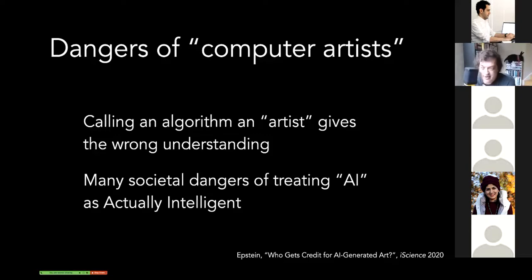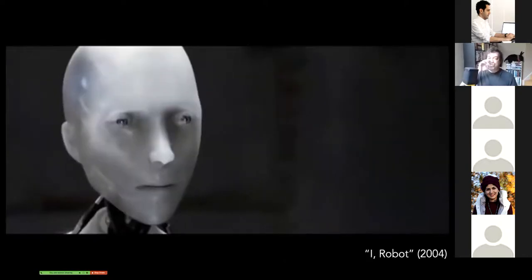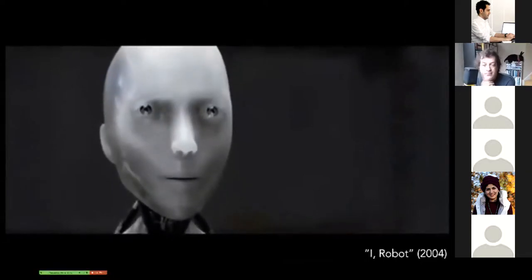So that was all discussion of the computer systems we have today, but there's still this open question of whether computers in the future could be artists. Can a robot write a symphony? Can a robot turn a canvas into a beautiful masterpiece? Can you? So again, it's a difficult question. It's difficult to even phrase the question.